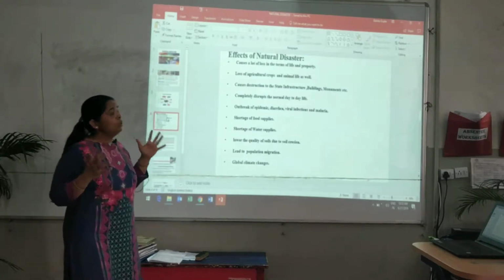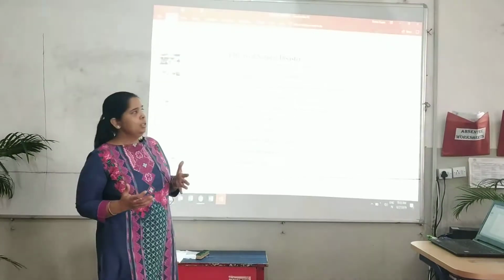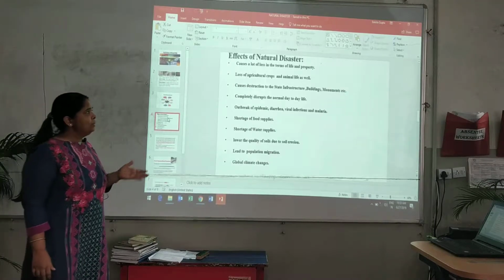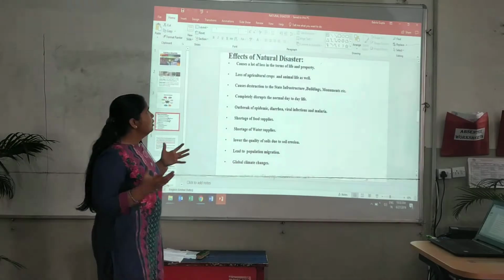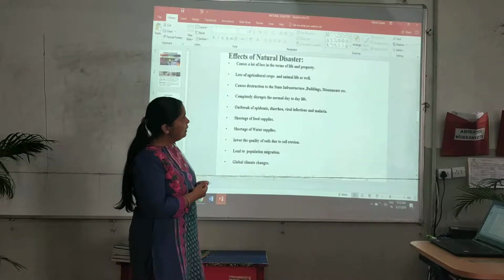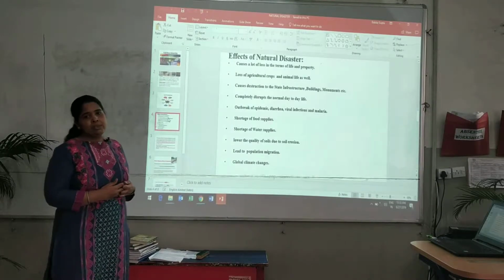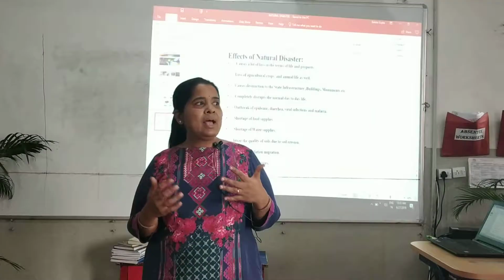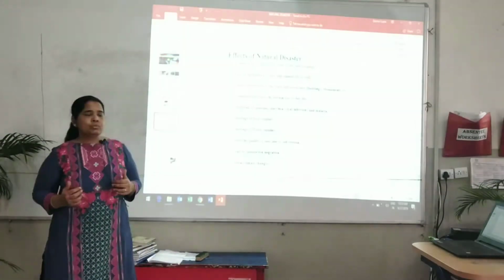First thing, it causes a lot of loss in terms of life and property, both to the animals as well as to the human being. Next is the loss of agricultural crops and animal life as well. Whenever there is a drought or a flood, it causes loss of agricultural crops, causes destruction to the state infrastructure, buildings, monuments, etc. It completely disrupts the normal day-to-day life. Whenever there is an earthquake or a tsunami, advisories are given to us to stay at a safe place till further instructions are there.